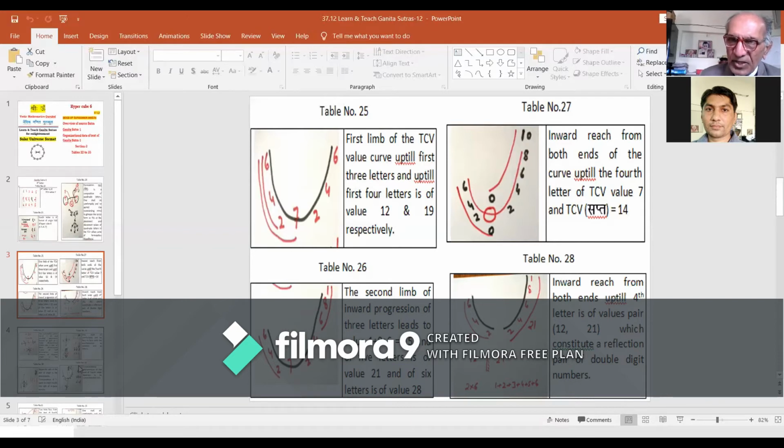Now this feature, when taken for further insight about the placement of the fourth letter, we will be blissful to take note that the first limb as 642 of first three letters is of summation value 12, while the second limb of 5 letters as of values 18642 is of summation value 21, and the values of the pair 12 and 21 is a reflection pair of double-digit numbers.